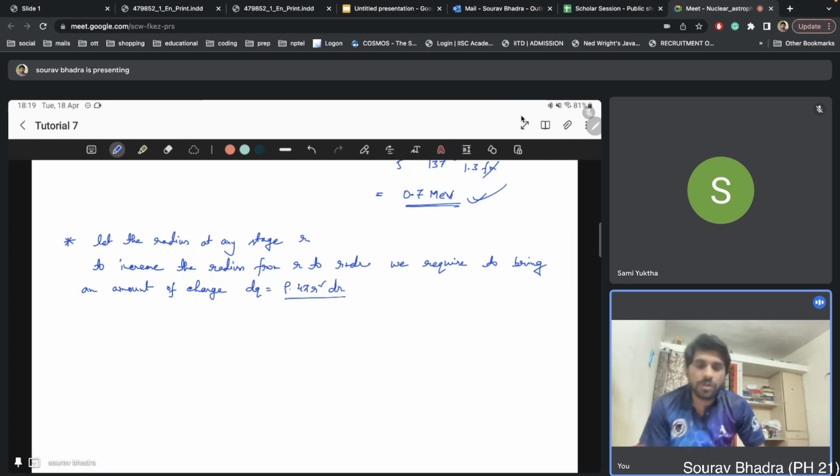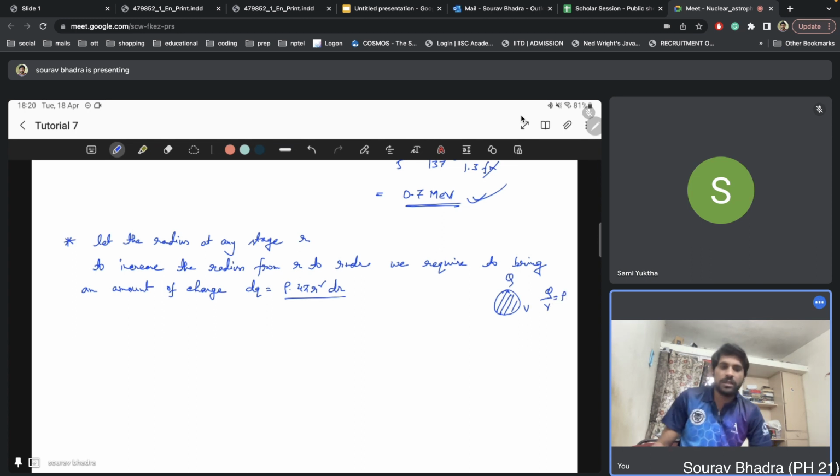So here rho is not the matter density, it is actually the charge density. So if your sphere has a total charge of q and volume v, that means q by v is the rho, that is the charge density, not the mass density. So don't confuse it with the mass density. Okay, I am saying this for a constant charge of capital Q.